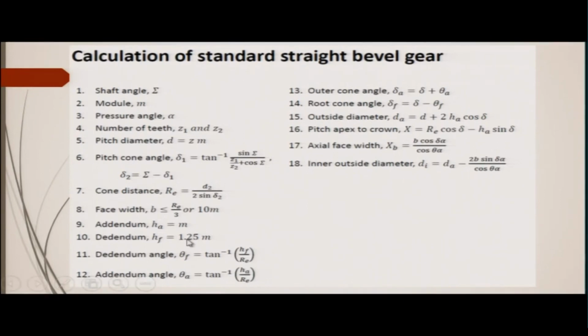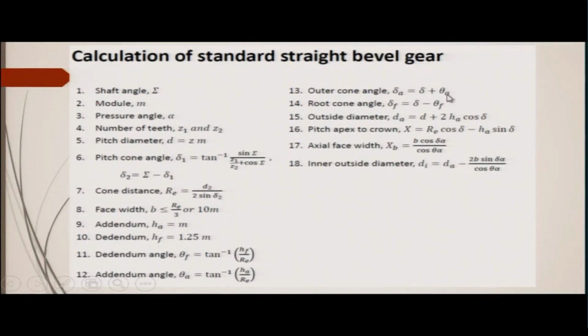Now, the dedendum angle and the addendum angle we can find out this way. The dedendum angle is found by dividing the dedendum by RE, and obviously for the addendum angle you divide the addendum by the RE. RE in both cases has to be the same. This RE is already calculated as the cone distance.